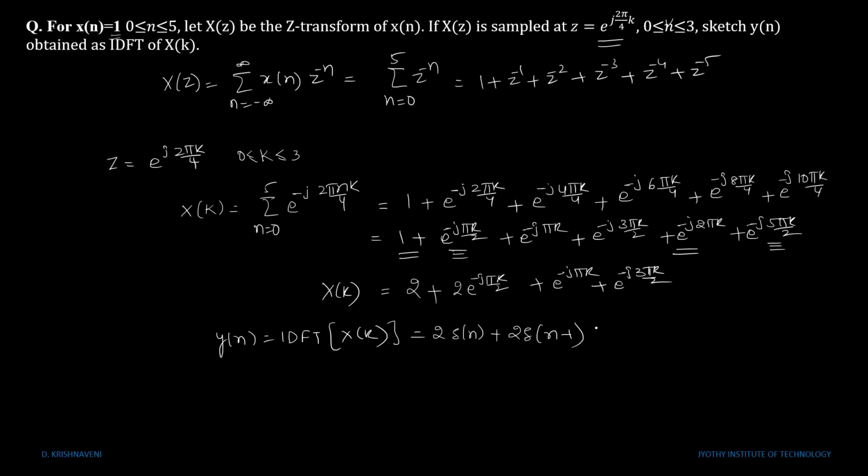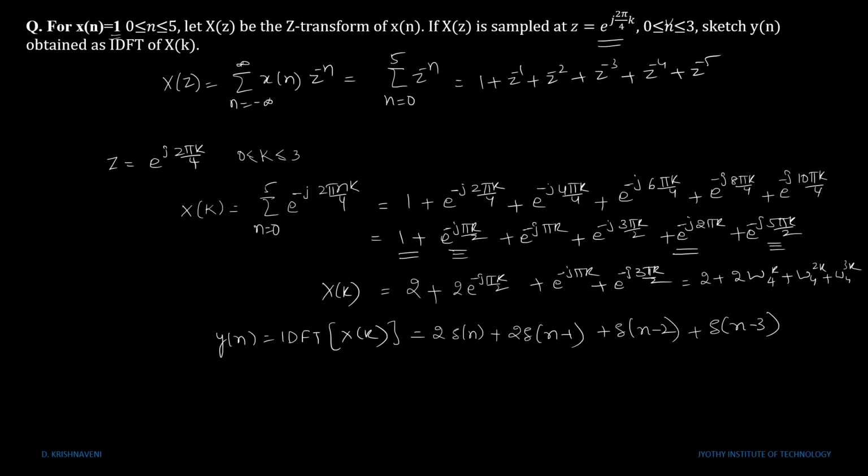And next, e to the power of minus j pi k is e to the power of minus j 4 pi k by 4, which is e to the power of minus j 2 pi by 4 into 2k. So IDFT is delta of n minus 2. Next, e to the power of minus j 3 pi k by 2 or e to the power of minus j 6 pi k by 4 is equal to e to the power of minus j 2 pi by 4 into 3k. So this will be delta of n minus 3. Or if you want me to write this as 2 plus 2, this will be W4 to the power of k, W4 to the power of 2k, W4 to the power of 3k. So IDFTs are written in terms of impulse.